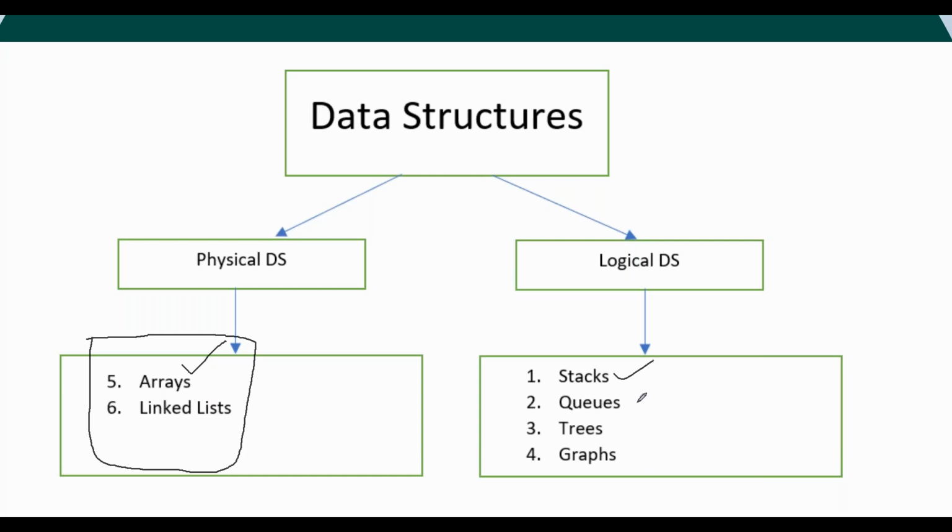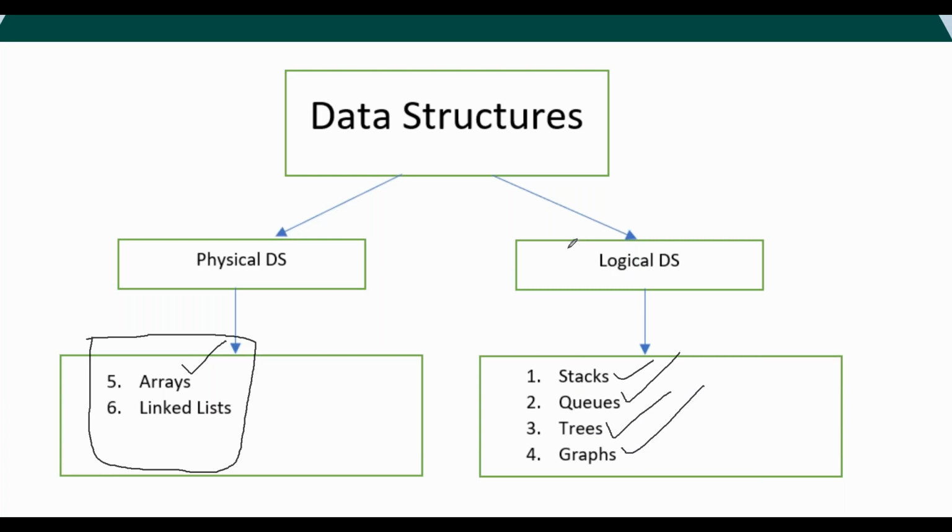Graph is a flavor of data structure. Like, a graph is also a tree, but based on some conditions. If a graph satisfies a few conditions, then that becomes a tree. So as we move forward in the course, I'll be telling you in depth about all these data structures, right? Stack, queue, tree, graph, arrays, and linked list.